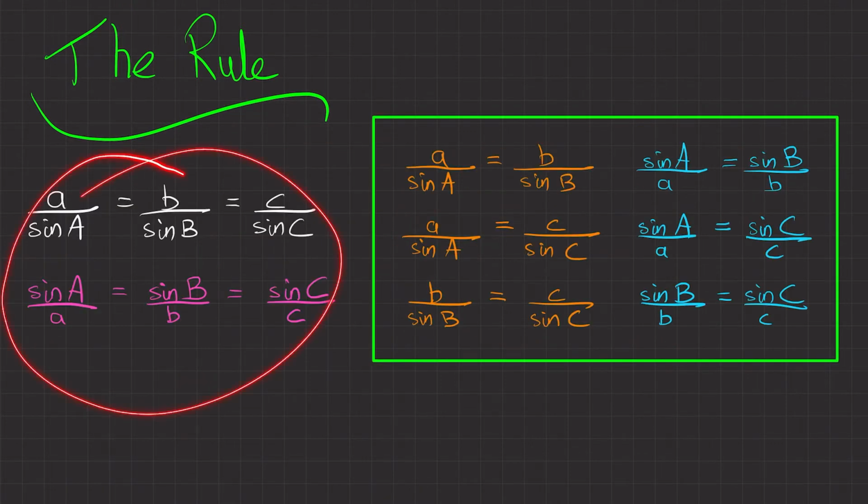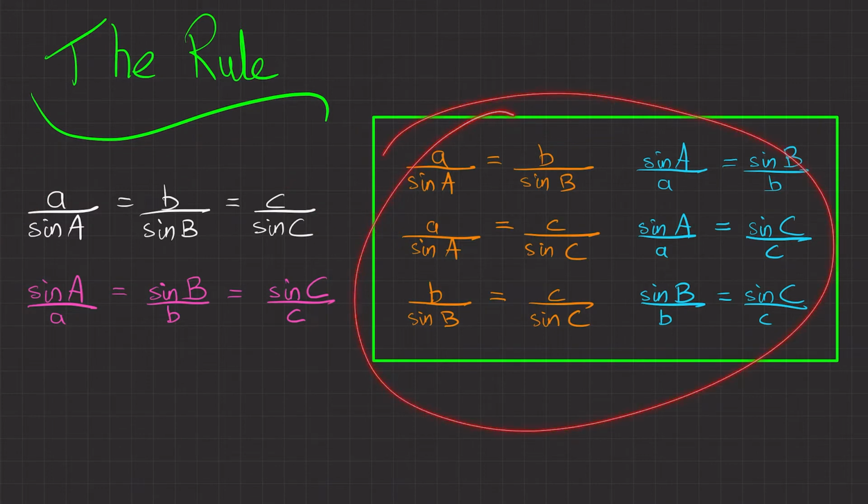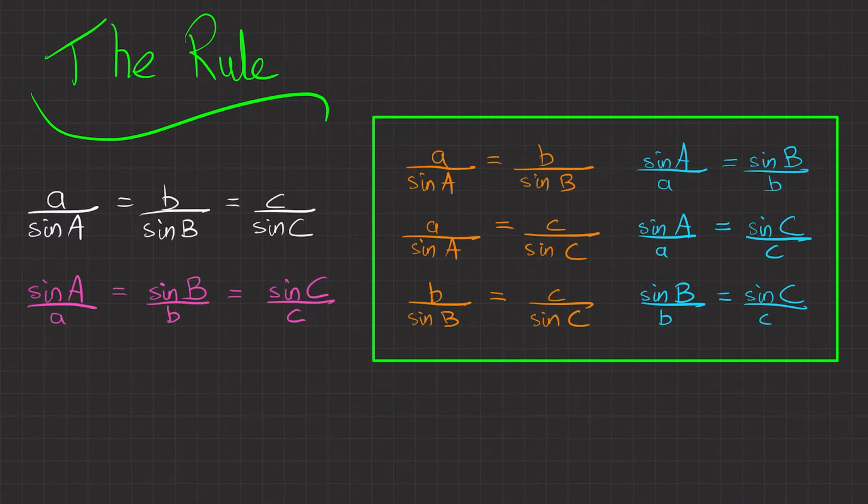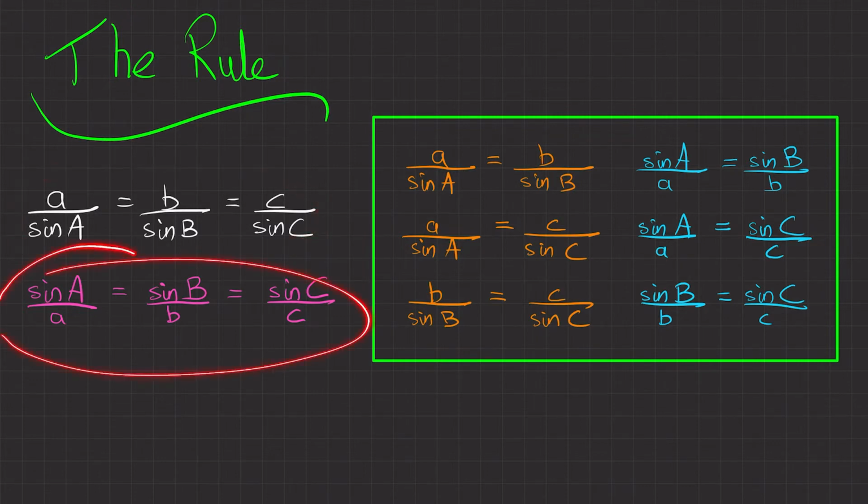So we've got the rule on the left here, and all the individual variations you may need to use on the right here. So there are 6 variations, but you only pick 2 from this one or 2 from this one. And I'll show you how that works.